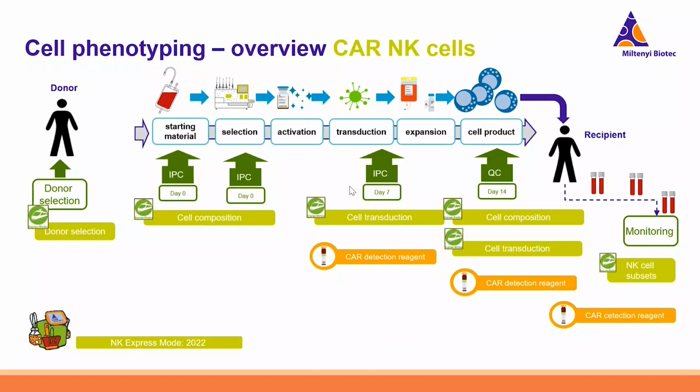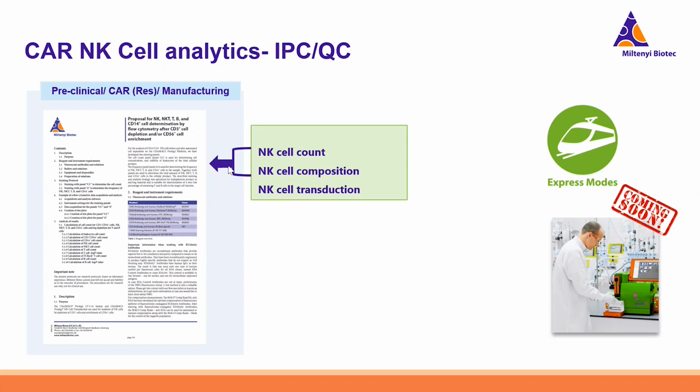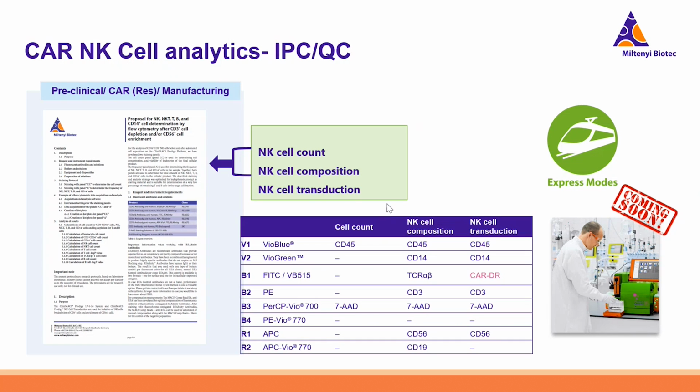To finalize, the same as Julia just mentioned, we need to have very strict IPC/QC during the manufacturing, and we have developed already the panels for this and the detection reagents for this. We have a protocol that is available for you, in which the most important parameters are there. The panel is very simple, but it's necessary to have your release criteria. So the contaminant cells should be low, and your purity and your viability should also be high.